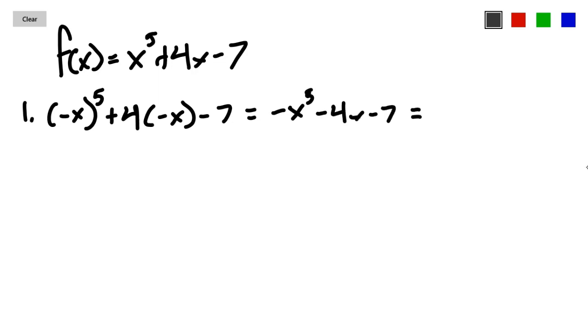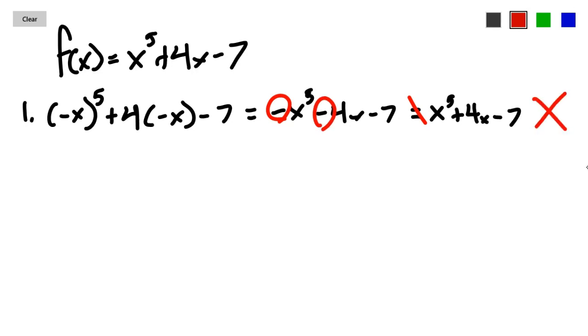Now, is this equal to our original function, which is x to the fifth plus 4x minus 7? Well, no, it's not, because we have these two negatives out in front, which differ from the original function. So this is not an even function, which means that it's not symmetrical in the y-axis.